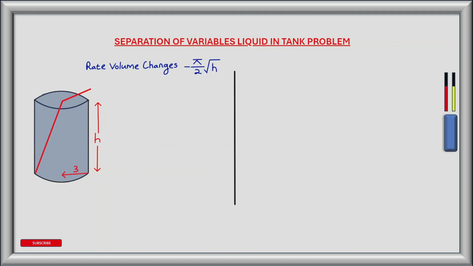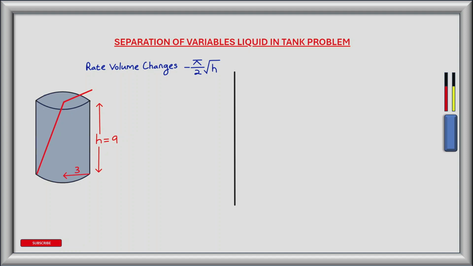The volume of lemonade in the can will change at a rate given by minus pi divided by 2 multiplied by the square root of h. As the person quenches their thirst, the depth of lemonade goes down and down until the can is empty, at which point the depth of lemonade in the can h is equal to 0. At time equals 0, so when the can is full, the depth of lemonade is 9 centimeters.